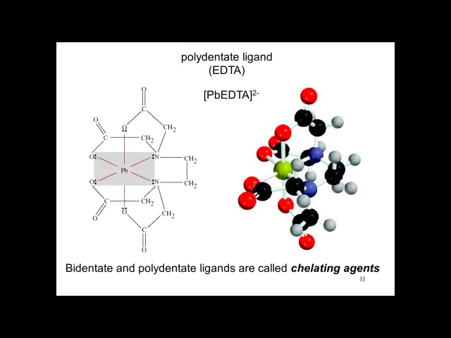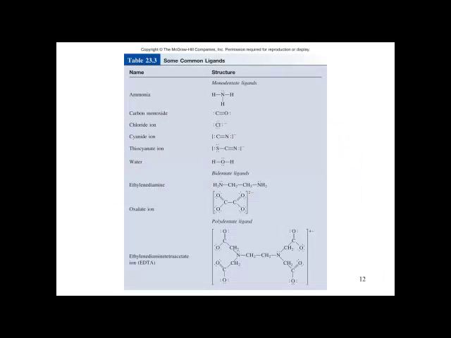In the polydentate ligand EDTA, the entire metal atom, in this case lead, is surrounded by the EDTA. EDTA is actually a therapeutic treatment for lead poisoning. It surrounds the lead in the bloodstream and can be extracted. Bidentate and polydentate ligands are called chelating agents. This table shows some common ligands. You should study them and their structures.